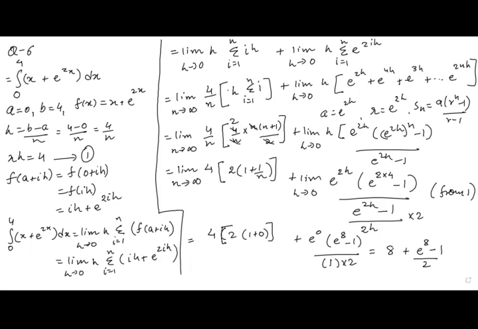So if I take LCM, then I will have 16 minus 1. So e raised to 8, 16 minus 1 will give me 15 by 2. This is my final answer.